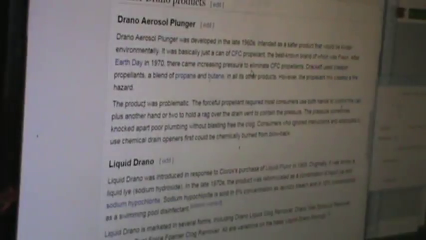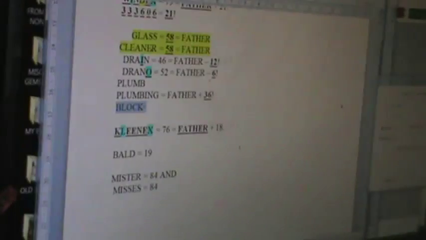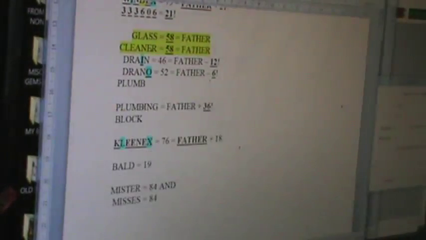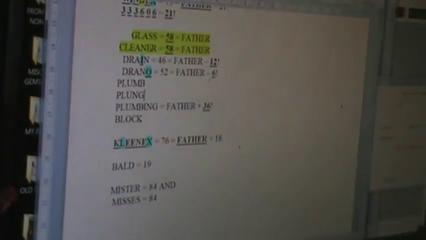Well, we are actively solving cleaning products today. By the way, the word plunge, which is the root of plunger, is just like the word plum. So when you do plumbing, one of your most important ingredients is the plunger. Well, the roots of plumbing and plunge are identical in their design for Father.